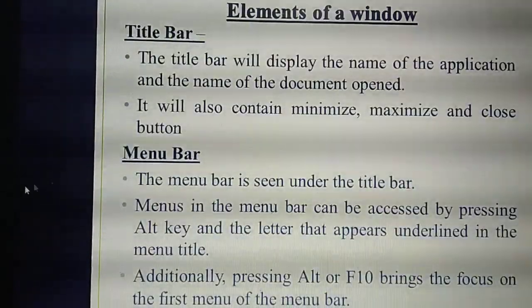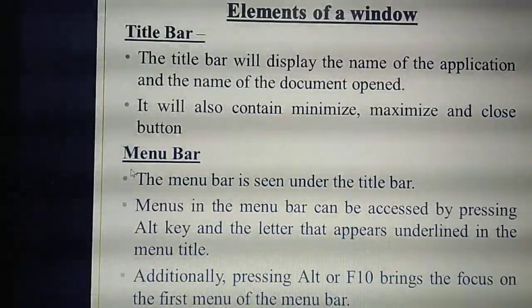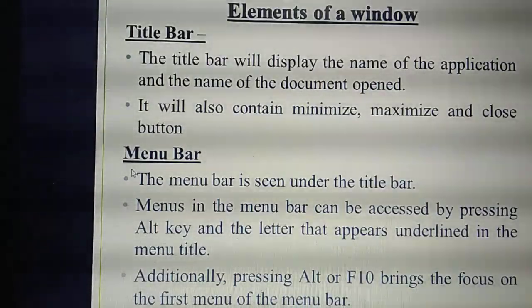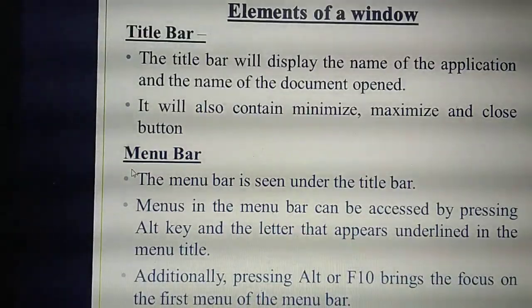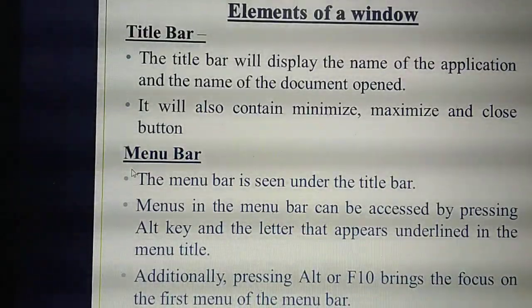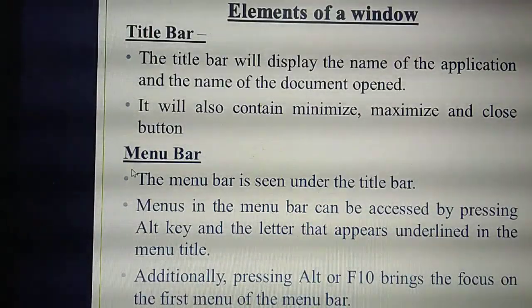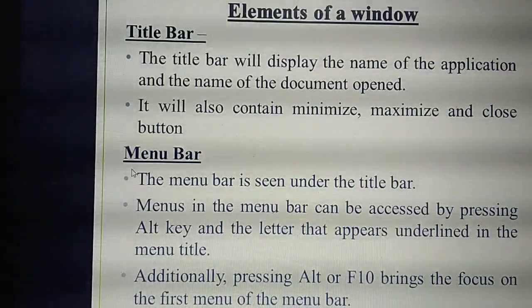Okay. So the next thing is the menu bar. Where is the menu bar present? Under the title bar. Next to the title bar, the blue color portion we are calling which bar? Menu bar. So what things are there in the menu bar? Menus. A lot of menus are there. What's the use of menus?